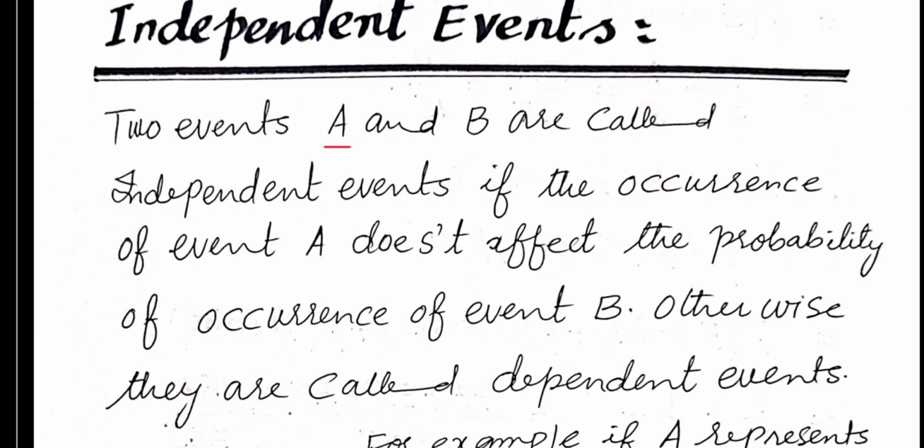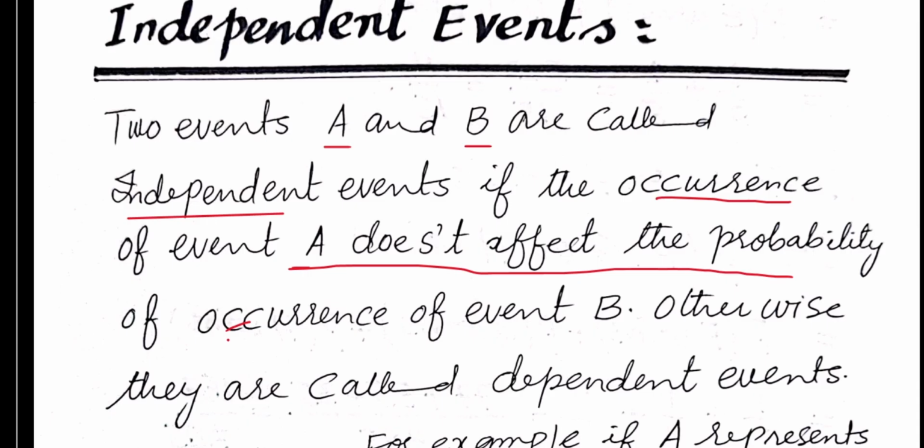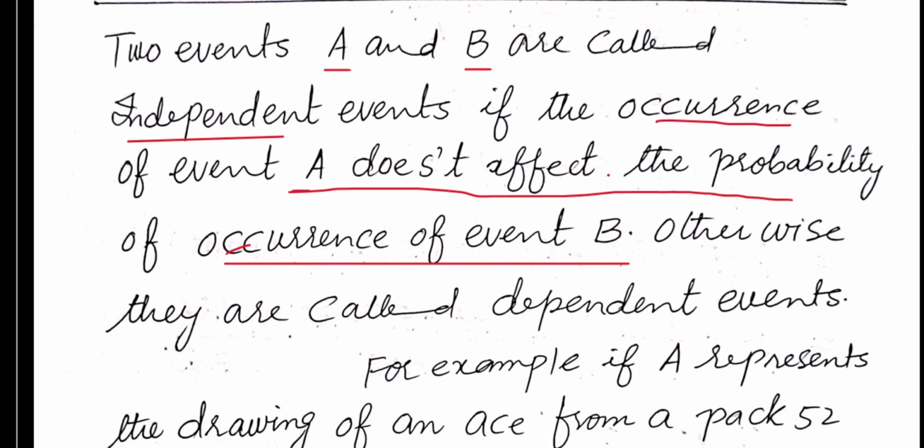Two events A and B are called independent events if the occurrence of event A does not affect the probability of occurrence of event B. It means the occurrence of event A does not affect the probability of occurrence of event B. It means A and B have no relation. They are independent from each other.